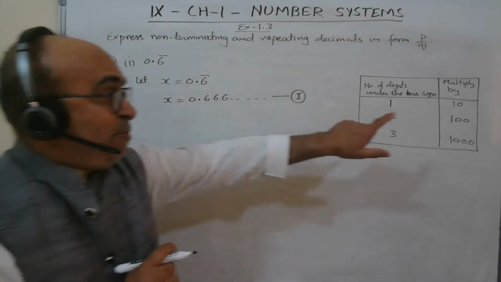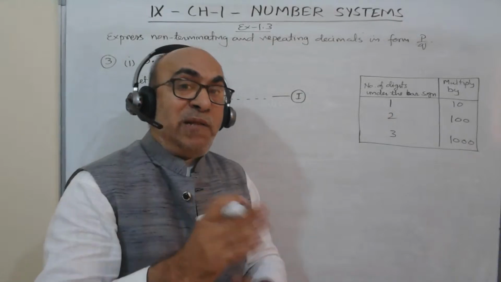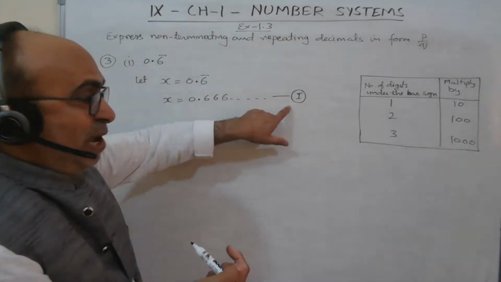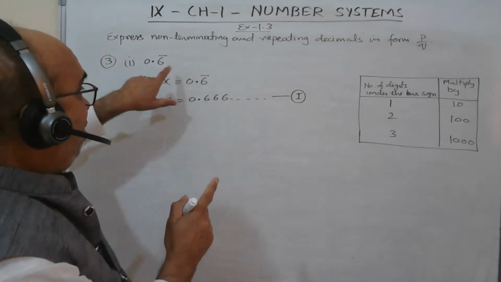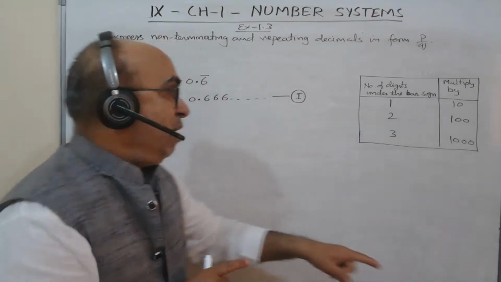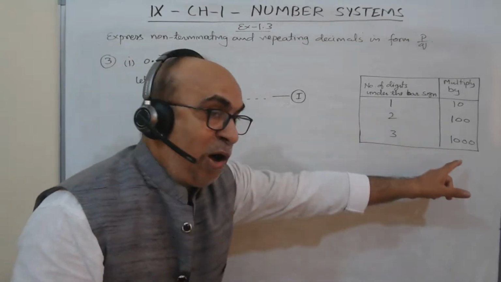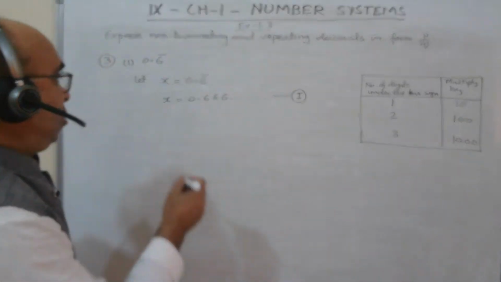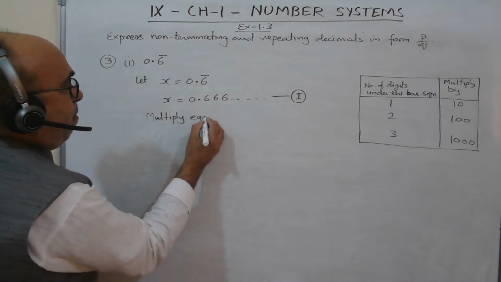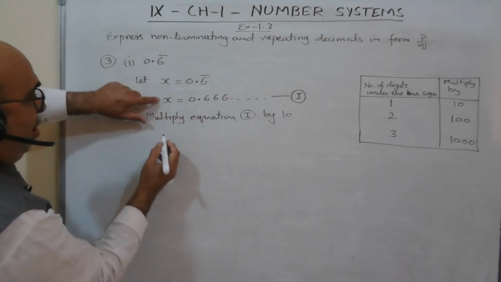Equation 1 you have to multiply by 10, by 100, or by 1000, depending on the number of digits under the bar sign. Here under the bar sign there is only one digit, so multiply this equation by 10. If there are two digits, multiply equation 1 by 100. If there are three digits, multiply equation 1 by 1000. That is the rule, it is very simple. So multiply equation 1 by 10.